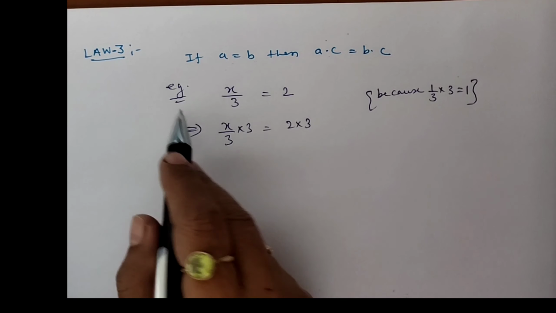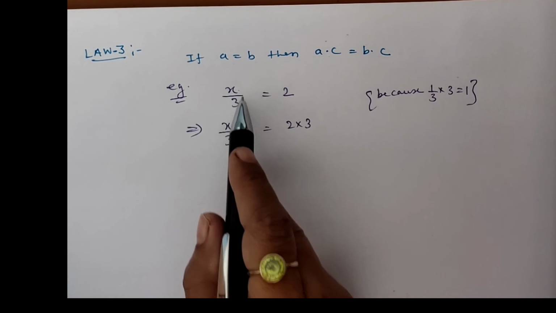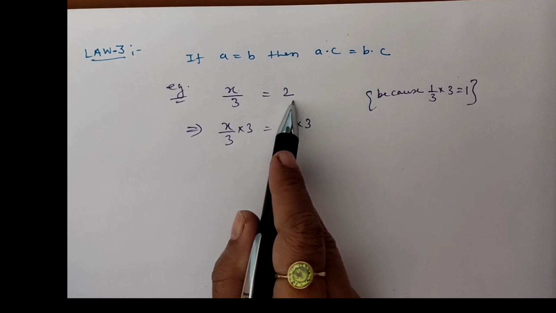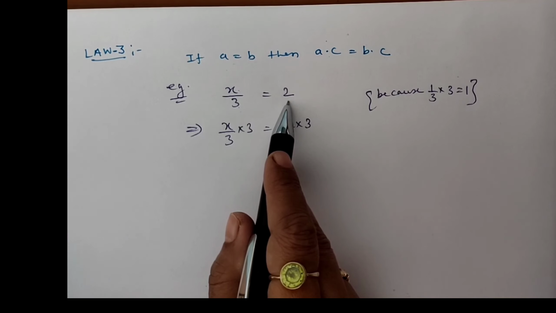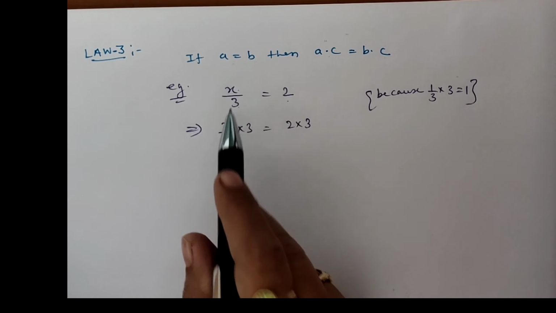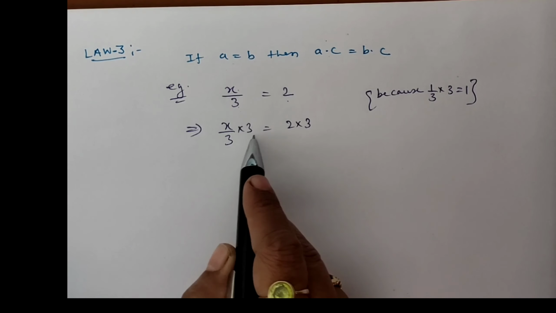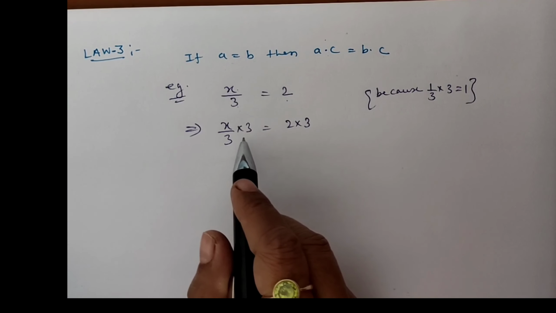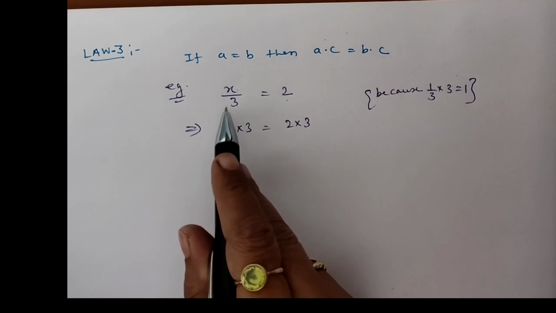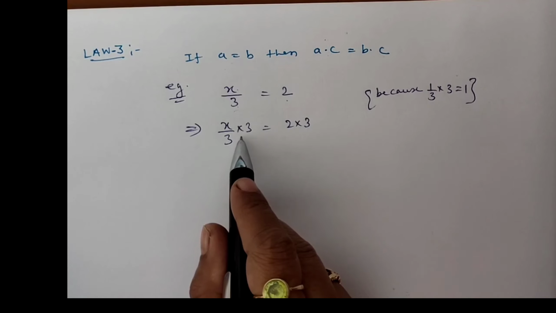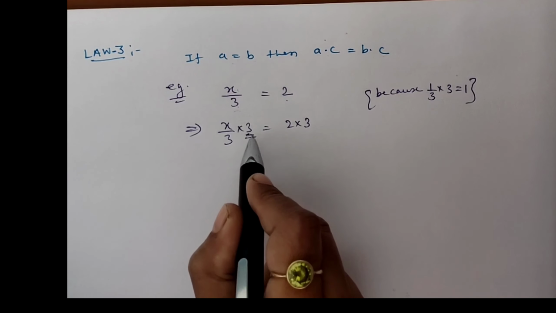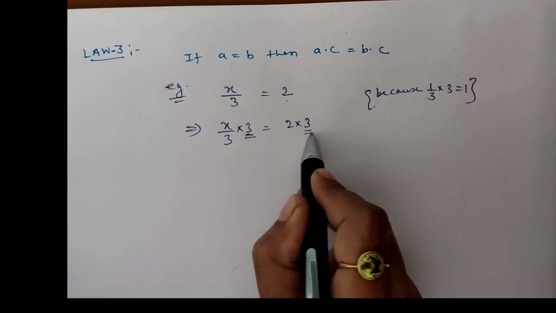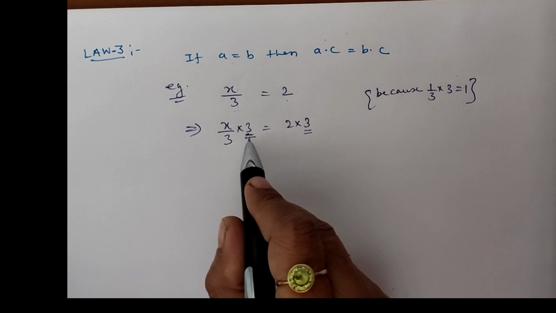So here is the example. The example is x by 3 is equal to 2. So you have the linear equation x divided by 3 is equal to 2. To find the solution, you multiply with the same quantity. With which quantity will you multiply? Here it is 3 in the division, so you multiply with 3 on both sides, on the left hand side and the right hand side.